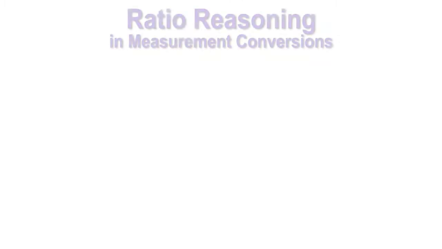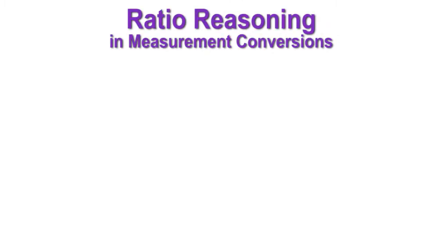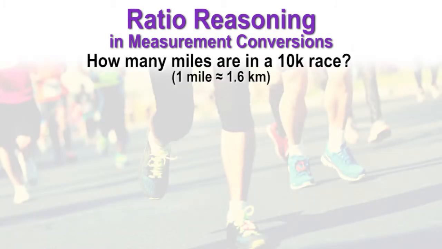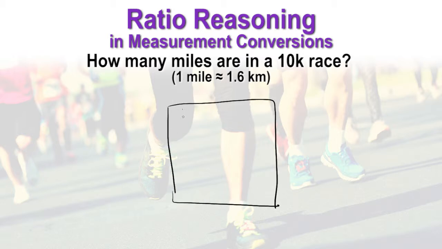In 6th grade, students will use ratio reasoning to convert measurement units. For example, determine how many miles are in a 10K race, knowing that 1 mile is approximately 1 6/10 kilometers. Students may set up a table to solve. One side represents the kilometers and the other side represents the miles. We want to know how many miles are in 10 kilometers.